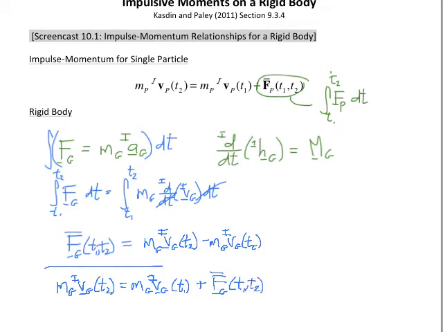And so you can see that this expression looks just like the expression that we had for a single particle. And the reason why is because Euler's first law looks just like Newton's second law. The only difference is that instead of a single particle mass that we have here, we're working with the center of mass.